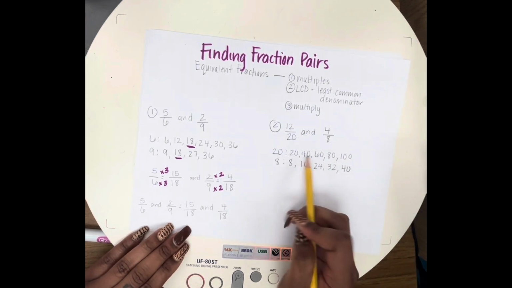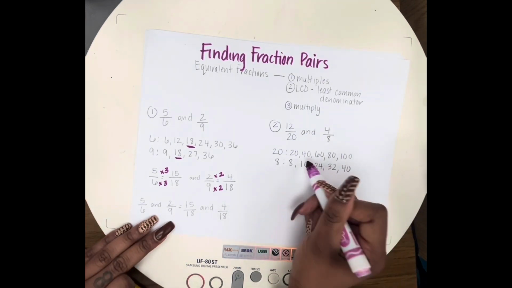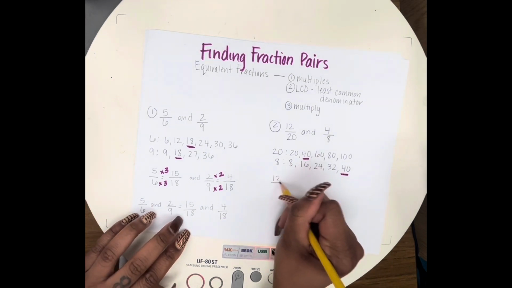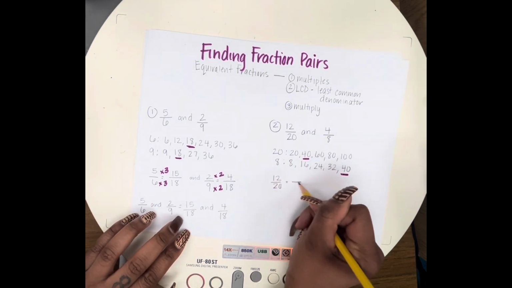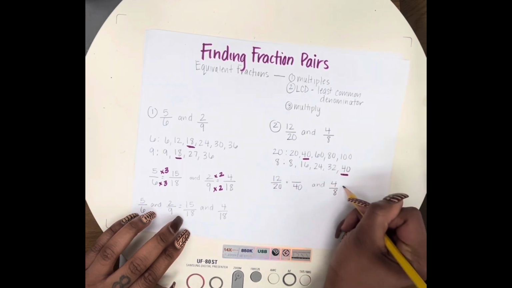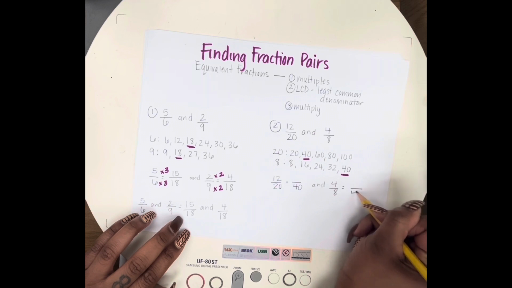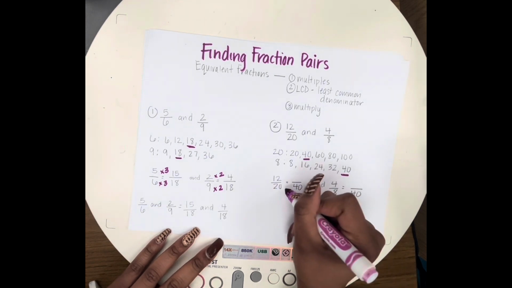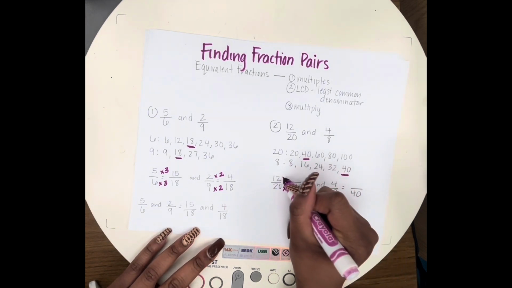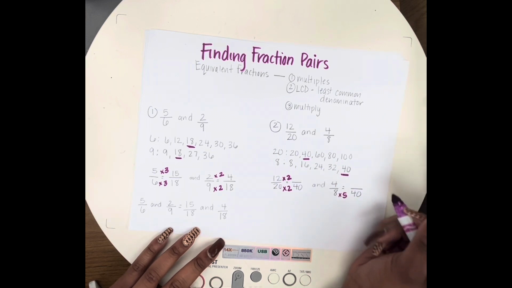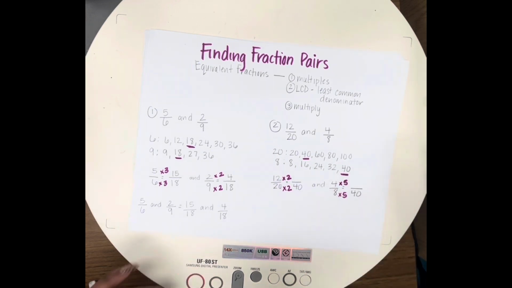Okay? And again, you want to find what the LCD is, the least common denominator. And if you see this question, it's 40. They have the LCD of 40. So again, rewrite your problem. 12/20 equals what over 40? And 4/8 equals what over 40? Ask yourself, 20 times what equals 40? Think about it. 20 times 2. Whatever you do to the denominator, you must do to the numerator. 8 times 5 equals 40.